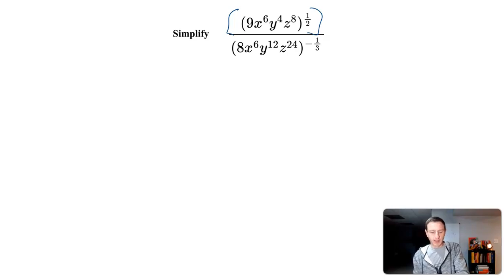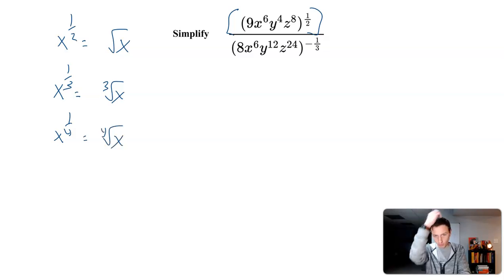When I have a fraction exponent such as 1/2, this is what this means. If I have x to the 1/2, this denominator indicates what the index is going to be on the radical. So the 1/2 is going to be the square root of x. If I had x to the 1/3, that's going to be the cube root of x. If I had x to the 1/4, that's going to be the fourth root of x, and so on. So the denominator tells us the root, the square root, the cube root, the fourth root, whatever that is.